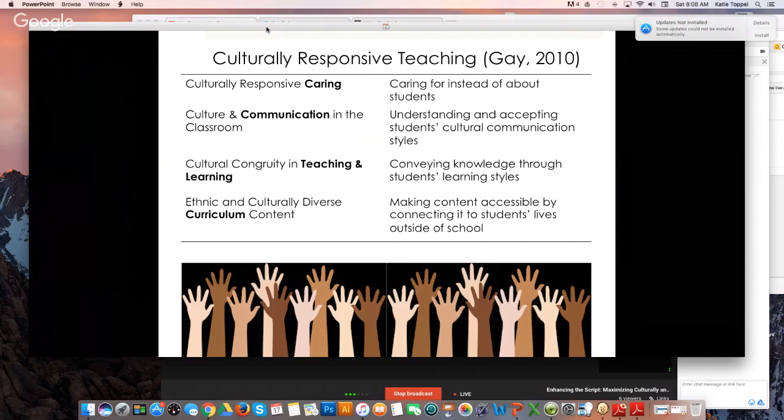Cultural congruity in teaching and learning, we need to convey knowledge through students' cultural learning styles. So some of those traditional ways that we teach, where there's one student raising their hand at a time, that may not work for our students. So we need to be familiar with how they learn and adjust accordingly. And the final one is ethnically and culturally diverse curriculum content, which is the element that is most challenging when you're given a prescribed curriculum, because you don't necessarily have the liberty to change the content of what is included in the lessons. So I really focus on the other three areas as ways where you can take liberties and make those adjustments to make sure your instruction is appropriate for your students.